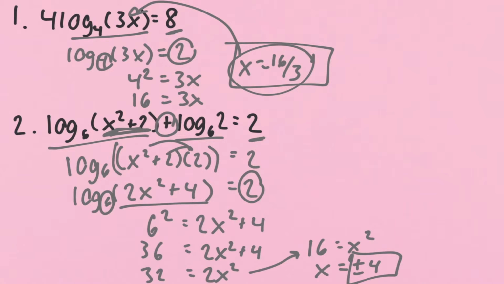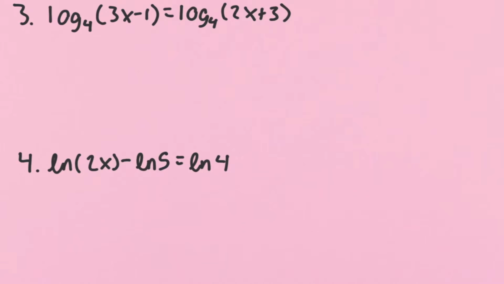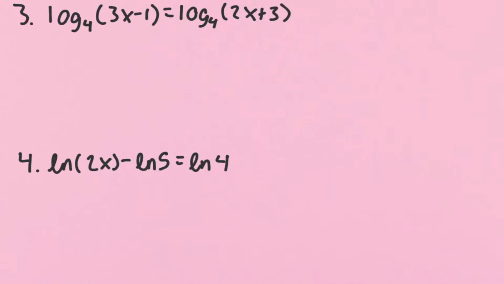In both of these problems, not everything was logged right from the beginning. But now in these two problems, every number that you see is inside of a log. When you have that, you want to condense the whole left side, condense the whole right side, and then you can cancel the logs. In number 3, there's nothing to condense. We already have the log of everything on the left equals the log of everything on the right. So we can cancel the logs.